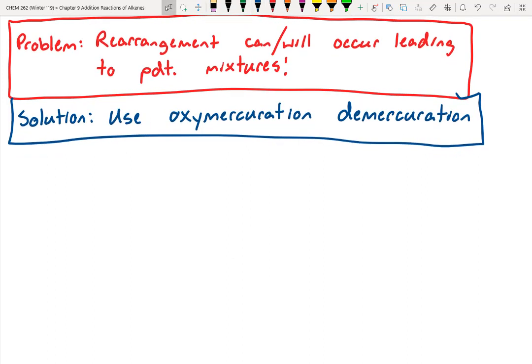Sounds like it uses mercury. Is mercury very good for you? Yeah, it's not very good for you, not very good for the environment. Usually people avoid this unless they absolutely have to do it, right? So let's take a look at what oxymercuration is.